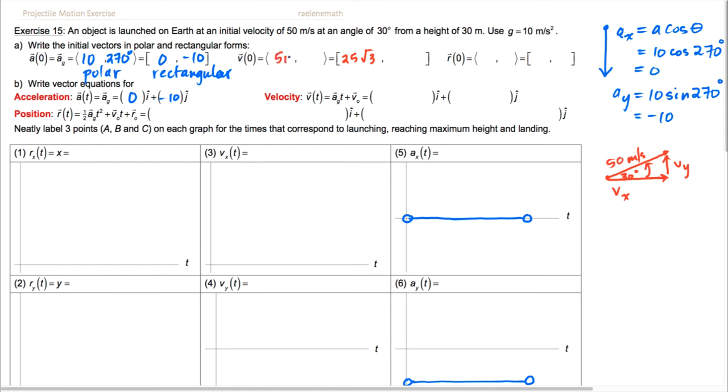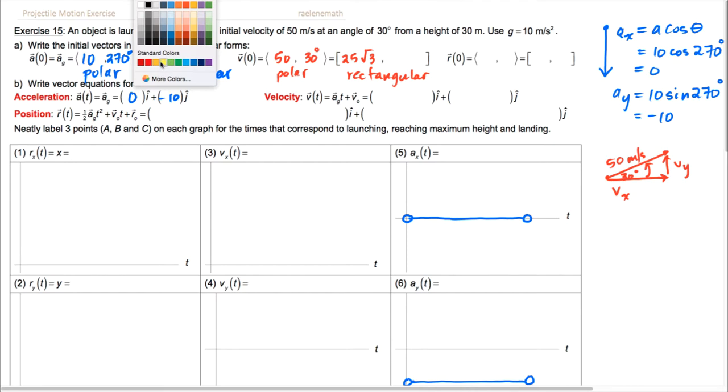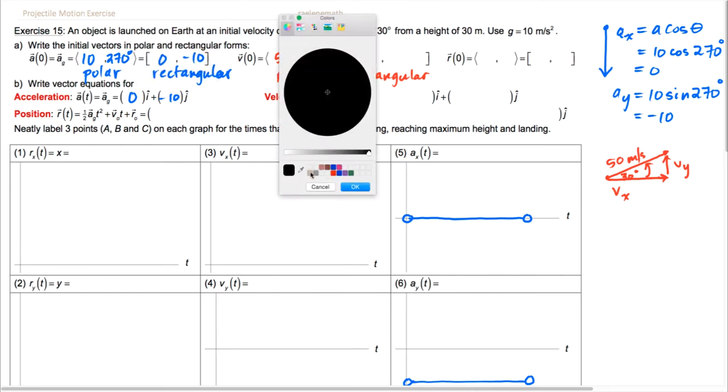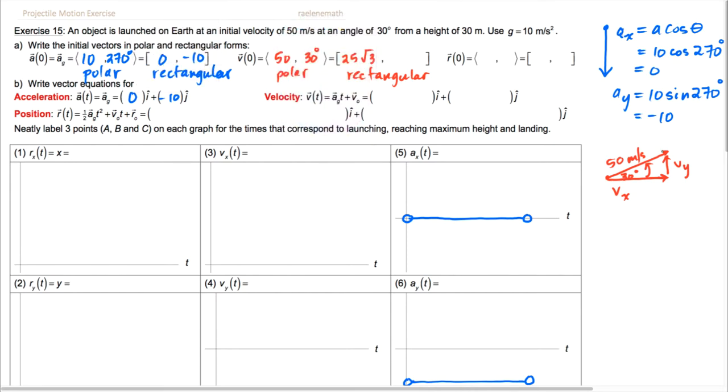I'll put the magnitude and the direction in the angled brackets for the polar components. We're using square brackets for the rectangular components. And so rectangular components just means the base and the height of the right triangle, and the polar components just mean the angle and the magnitude of the vector, which is like the hypotenuse of a right triangle, but it's also the radius of a circle.